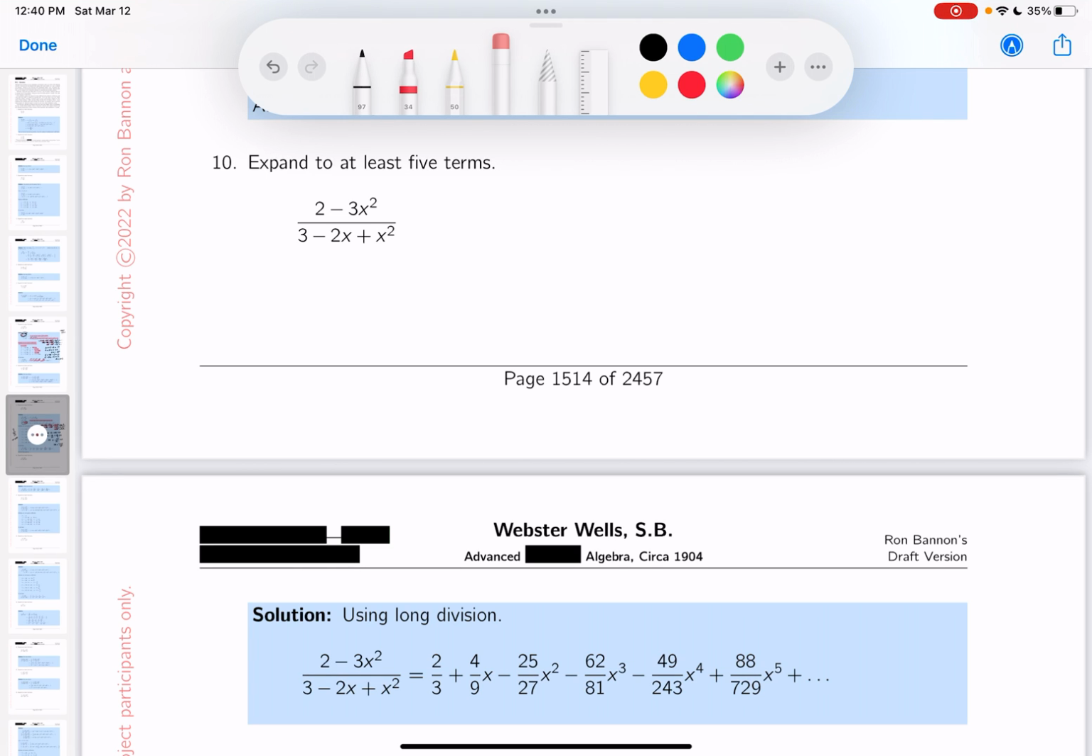Okay, I'm going to do this one to five terms. I'm going to do it by a long division. And by doing it by a long division, I'm not going to say it's going to be easy, but we should be able to do it by a long division. We do have an answer key to look at, and we're going to try to match that answer key.